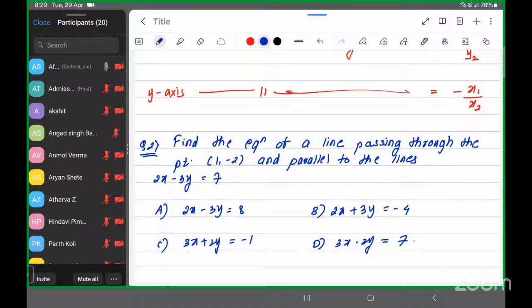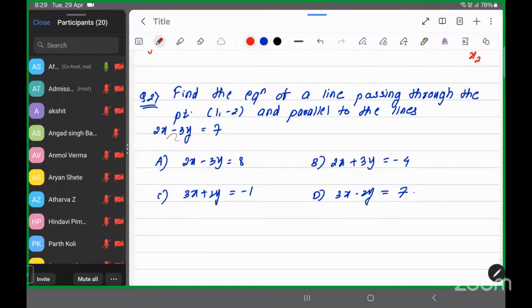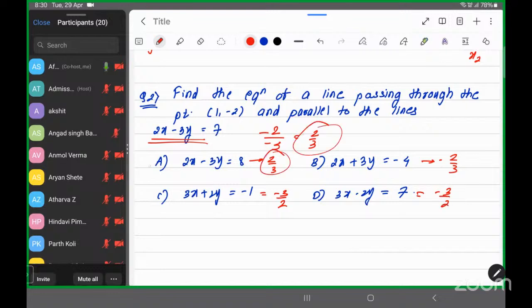Sir, A is the answer. Yes, sir. We don't need to solve this now, as we just see the slope. Slope of this line is minus 2 upon minus 3, which equals 2 upon 3. Option A: its slope is 2 by 3. Its slope is minus 2 by 3. Its slope is minus 3 by 2. And its slope is 3 by 2. For parallel lines the slopes are the same. So the option is A. You don't need to solve so many things. You just check that and you will get the answer.